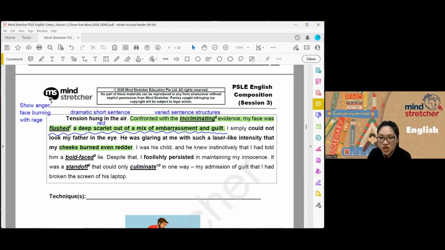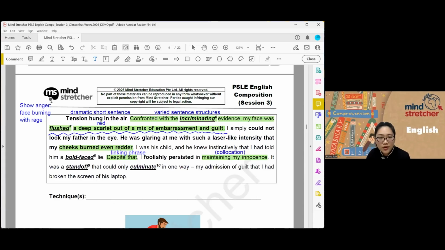I was his child, comma, and he knew instinctively that I had told him a bold-faced lie. You cannot lie to your parents. They actually know that you're lying. Despite that, linking phrase, I foolishly persisted in maintaining my innocence. Maintaining my innocence is a collocation. Learn this. Could be useful in comprehension clauses. To maintain my innocence. It means I did not commit that crime.